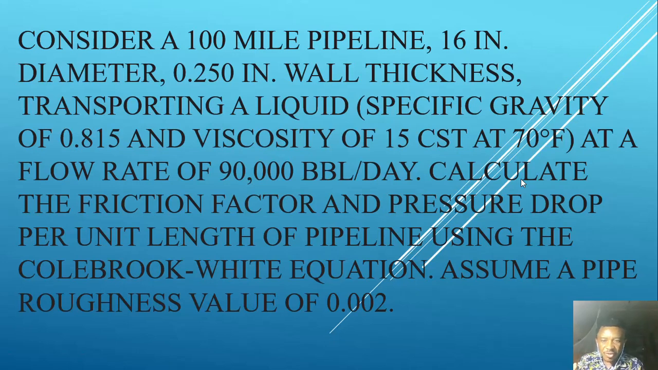Calculate the friction factor and the pressure drop per unit length of pipeline using the Colebrook-White equation, assuming a pipe roughness value of 0.002.